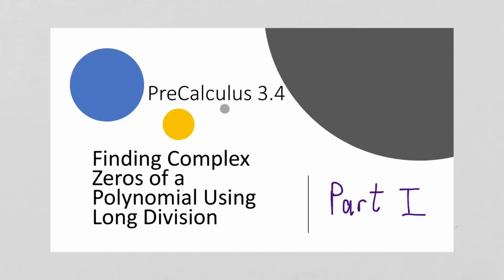Welcome to the lecture on Pre-Calculus Section 3.4. This section is about finding complex zeros of a polynomial using long division. But the first part is going to be a review of operations using complex numbers, what the imaginary unit i is defined as, and how we use that in complex operations, and a review of quadratic solutions which have imaginary numbers in them.